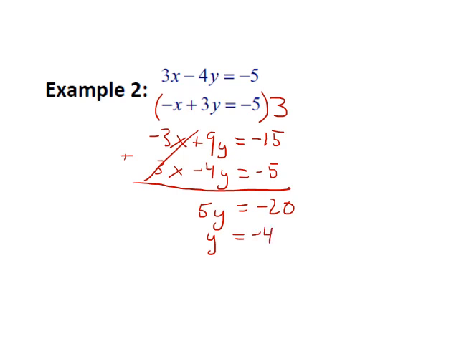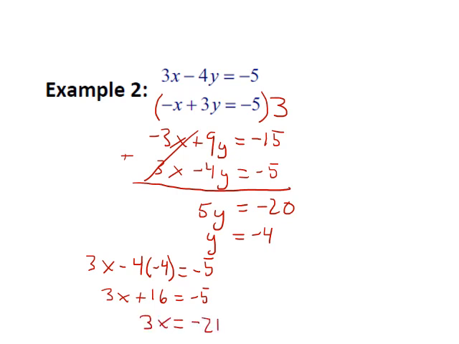Now, again, substitute back into one of the original equations. So I'm just going to choose that first one again, 3x minus 4y, where y is negative 4, equals negative 5. 3x plus 16 equals negative 5. So 3x equals negative 21, and x then equals negative 7. So my solution, negative 7, negative 4.